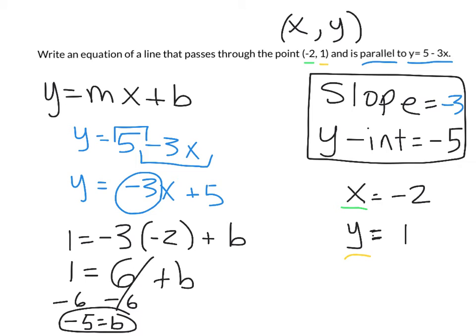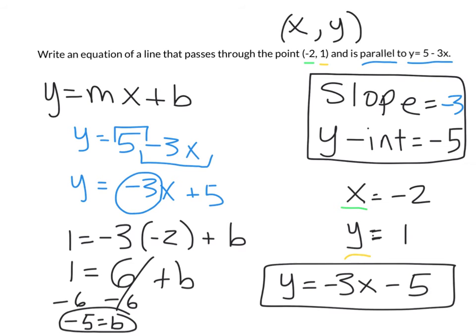We have a slope and we have a y-intercept. So our new line is going to be y equals -3 for our slope, leave x as it is. We're going to write -5 because our y-intercept is -5.